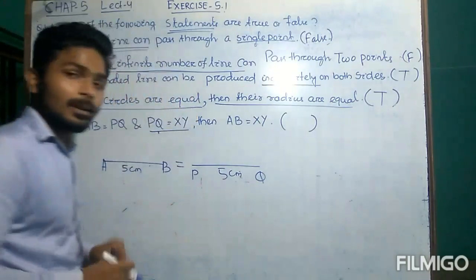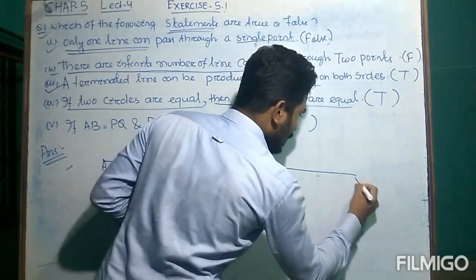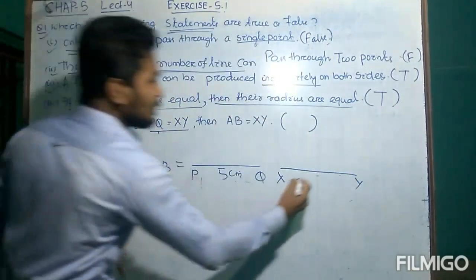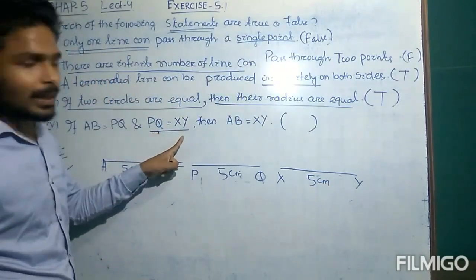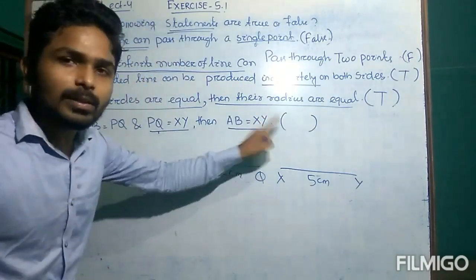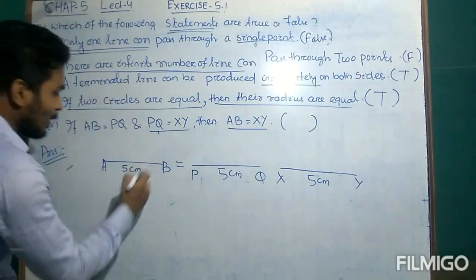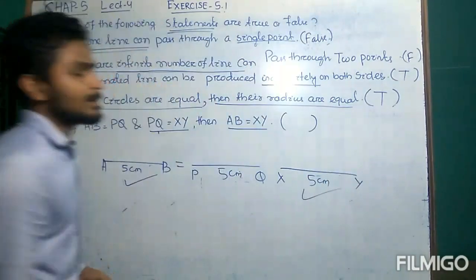PQ is how much? 5 cm. Then you have to draw XY. What is the length of XY? The length of XY must be also 5 cm. Why? Because it is given PQ is equal to XY. So then AB is equal to XY. Is it a true or a false statement? Yes, it is a true statement. Why? Because here AB is also 5 cm, XY is also 5 cm.